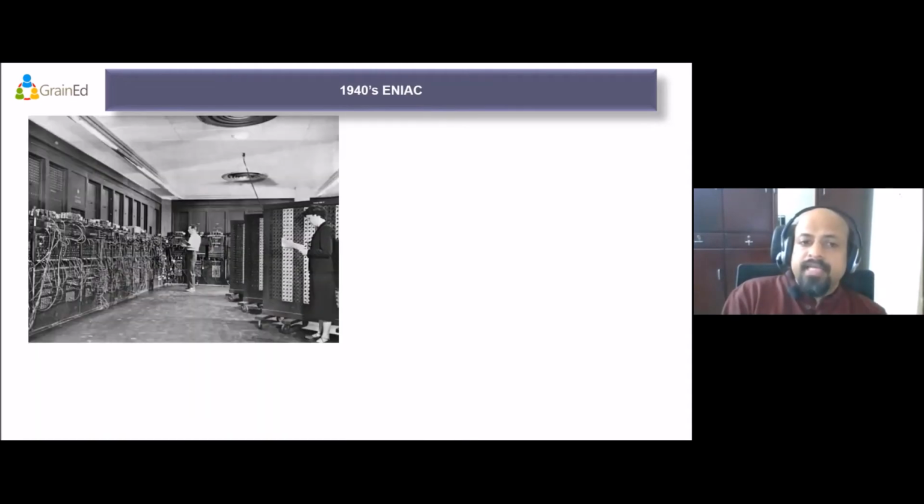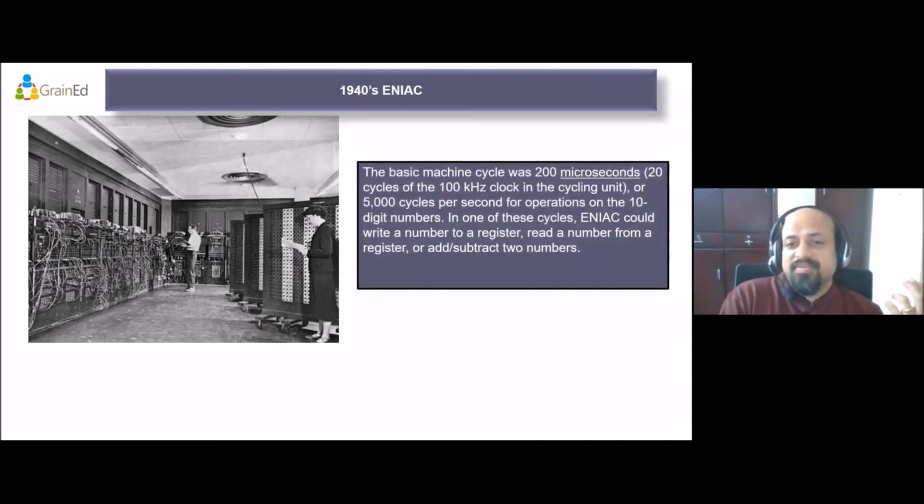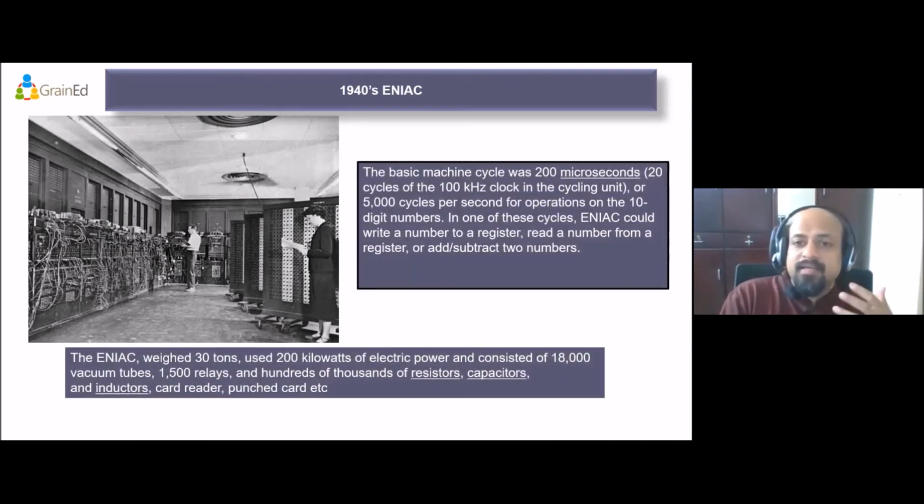And this was used in 1940s ENIAC, one of the first programmable computers. So in 1940s, we reached a programmable computer, but that's the size of a room. You can see that in the left side, right? The size is so huge with all these vacuum tubes, and its weight is in tons. Okay, it's in microseconds and 100 kilohertz. That's the speed. But if you look at the weight, it is 30 tons. Used 200 kilowatts of electric power. Consisted of 18,000 vacuum tubes and thousands of resistors and capacitors, inductors, punched cards, card readers, and all that.